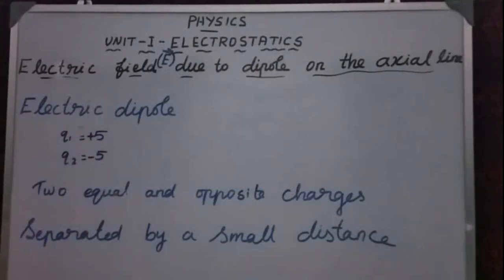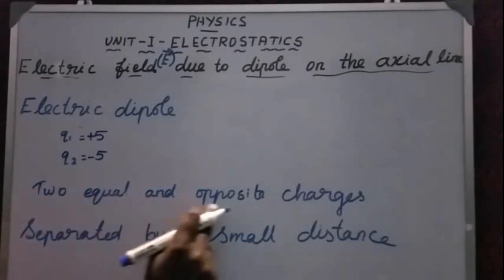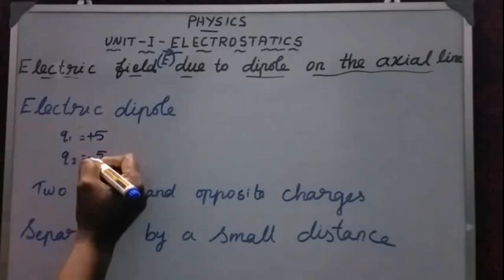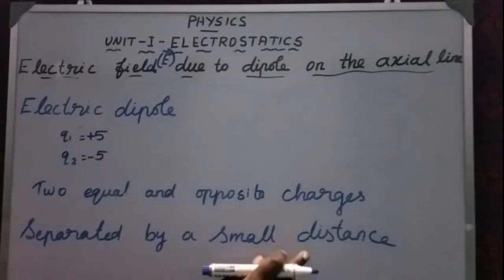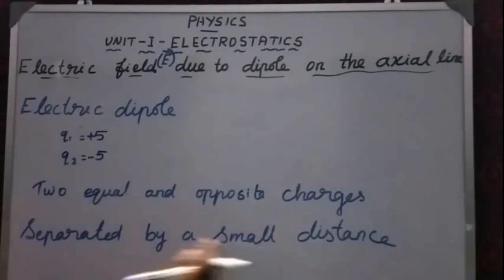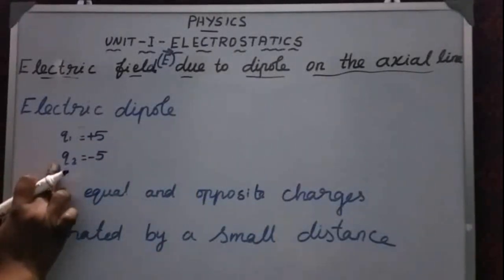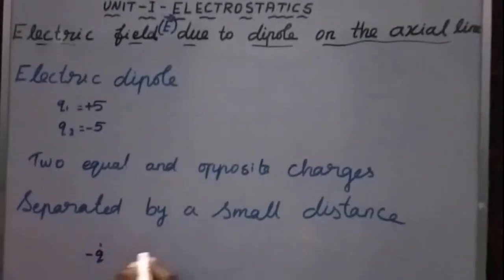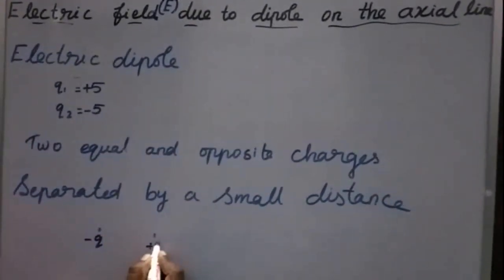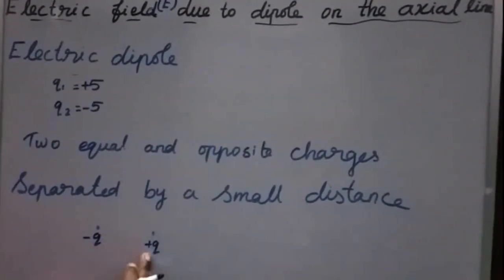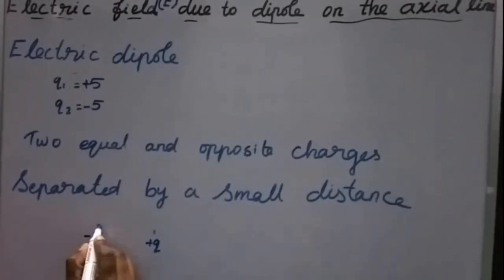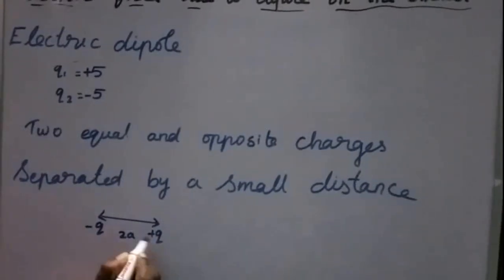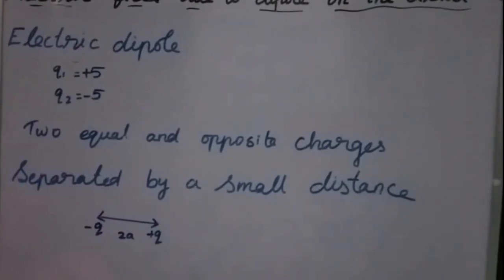The definition is two equal and opposite charges separated by a small distance. Here Q represents charge. Two charges, minus Q and plus Q, are equal and of opposite sign. If they are separated by a small distance 2a, they constitute an electric dipole.